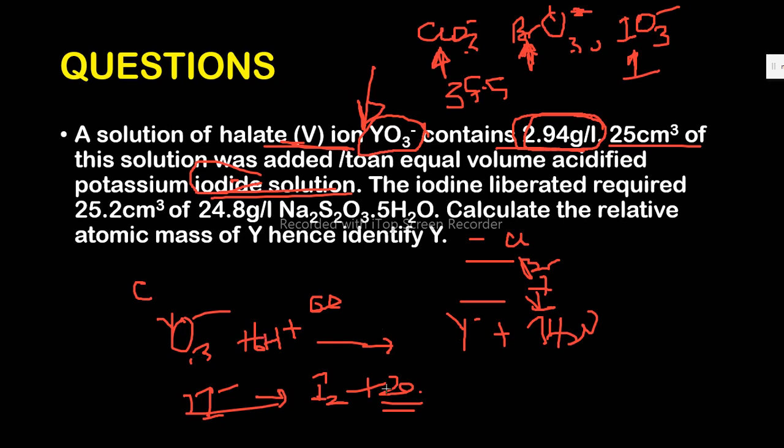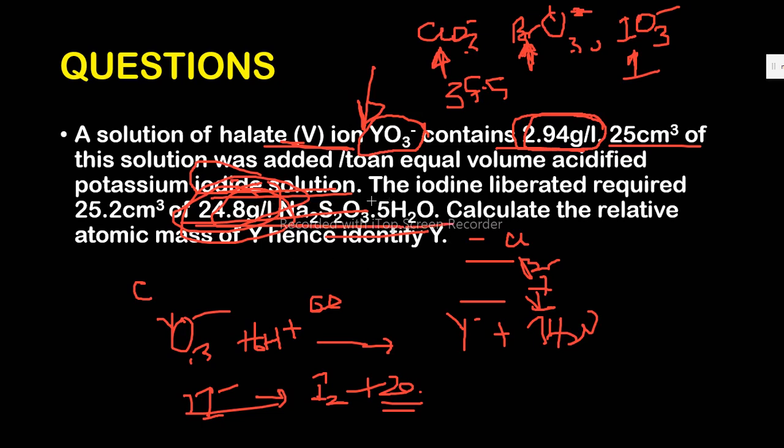Then the iodine liberated is titrated with this solution. It is also a standard solution containing 24.8 grams per liter. This is the concentration of sodium thiosulfate, 5 water. Don't mind. So you can convert. You have the concentration in grams per liter. They dissolved 24.8 grams in 1 liter. But it is sodium thiosulfate, 5 water they have given you.